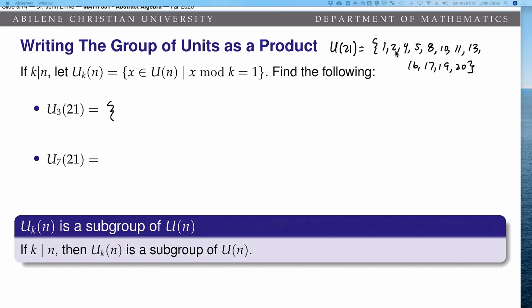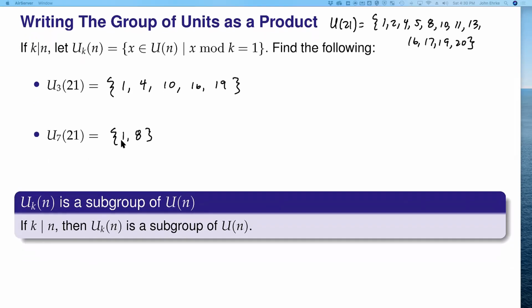Look, all the elements that are 1 more than a multiple of 3, well, you would have 1, 4, 10, 16, 19. Those are all the elements that are 1 more than a multiple of 3 out of U21. Now we're looking for all the elements that are 1 more than a multiple of 7. So they're equivalent to 1 mod 7. That would be 1, because the identity is always going to be in there, and that would also be 8. So there are only 2 elements of this new set that we're forming.